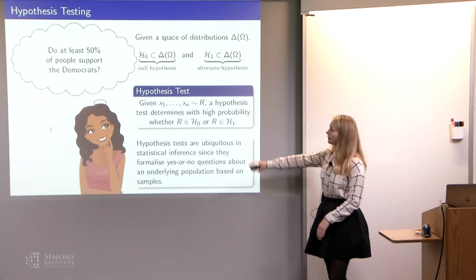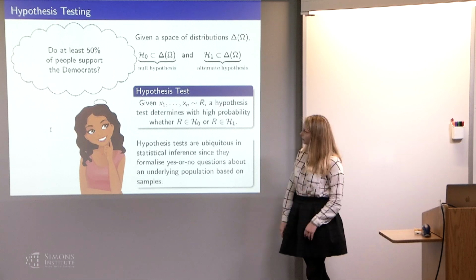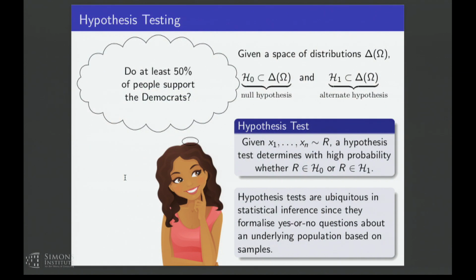In a hypothesis test, I have some space of distributions that I think my population could possibly be drawn from. And I have two sets, my null hypothesis set and my alternate hypothesis set, that are disjoint subsets of my space of distributions. And the job of a hypothesis test is to take some number of samples from some distribution R and decide with high probability whether R belonged in the null hypothesis or the alternate hypothesis. And these tests are ubiquitous in statistical inference because they formalize yes or no questions about an underlying population based on samples.